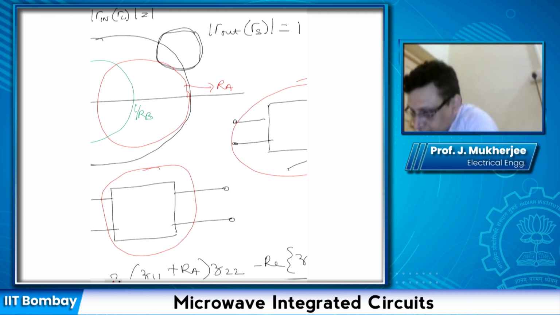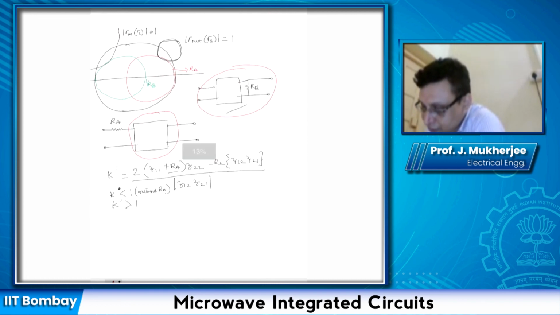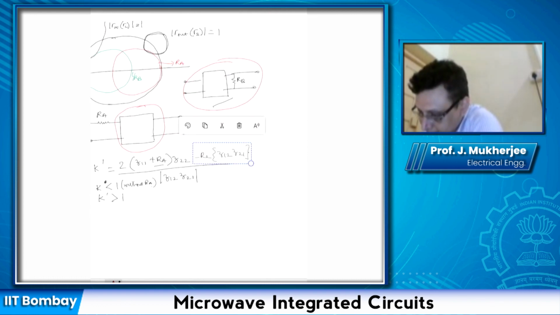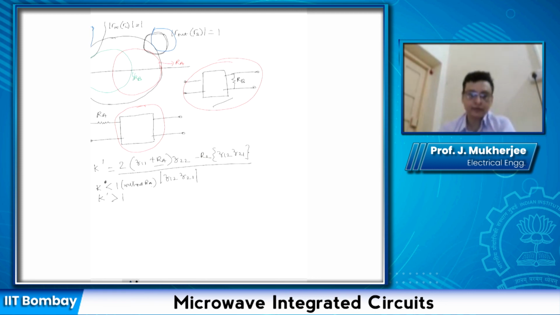I mean if you just add Ra in series at the input or Rb in shunt at the output, it's enough. So after adding this, what will happen is these circles will shift out like this. So that's all I had for this final concluding part of lecture 8.